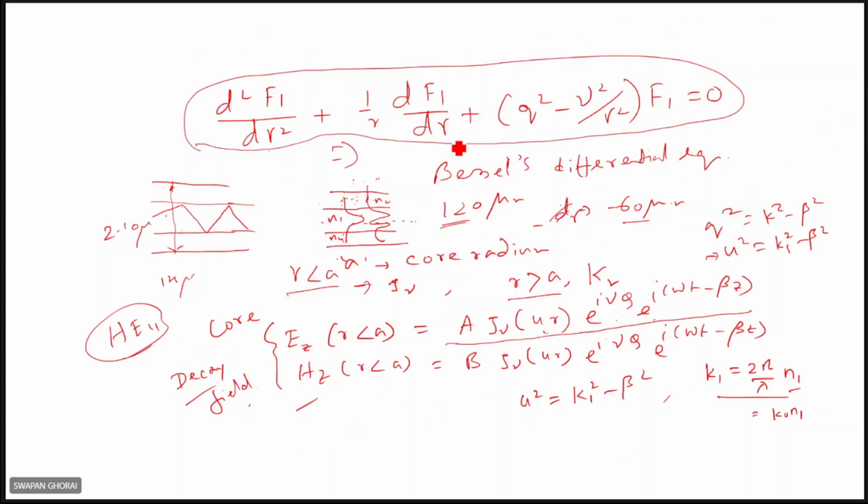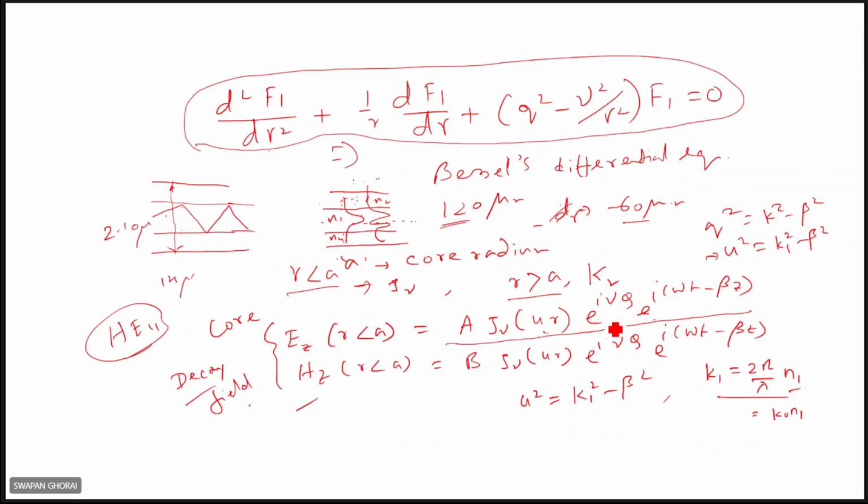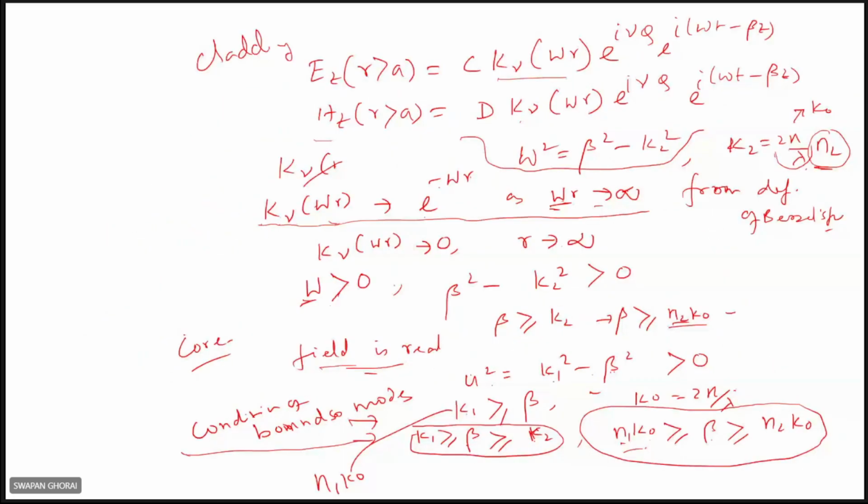Wave equations means you have to consider the wave equation for the electric field. There's nothing new, nothing difficult here. Just consider these four variables. According to the simplification, you'll get Bessel functions. If you describe it within the core and within the clad, what kind of Bessel function will be there? And from the definition of Bessel function, you can have this condition of bound modes.